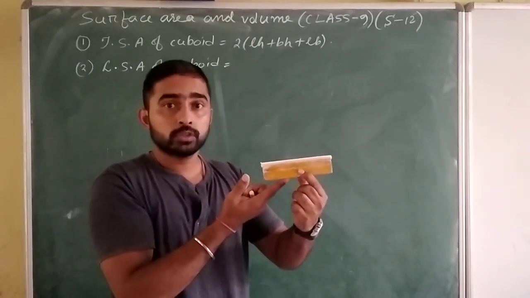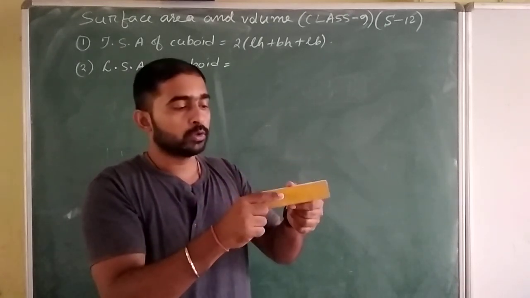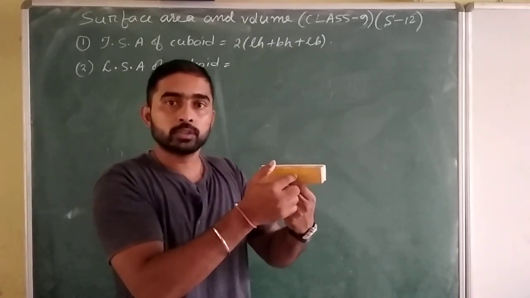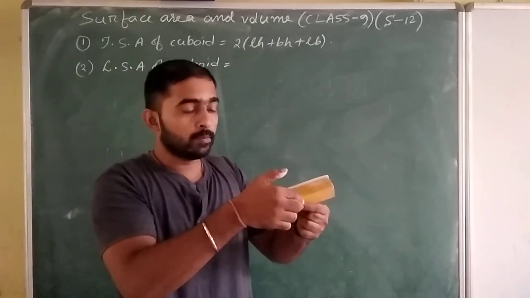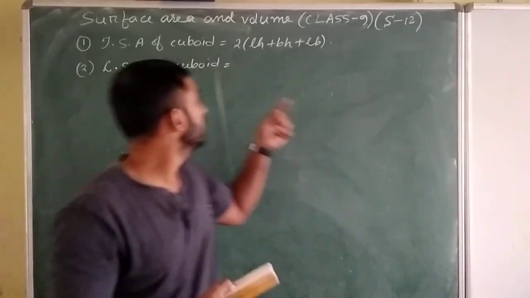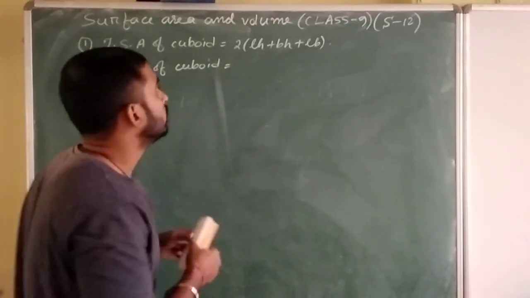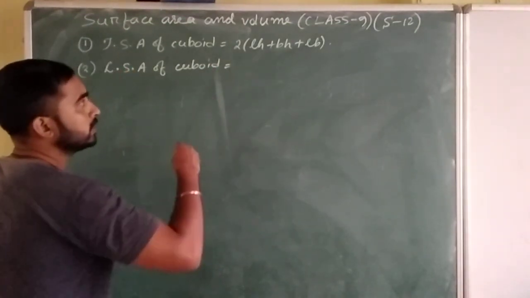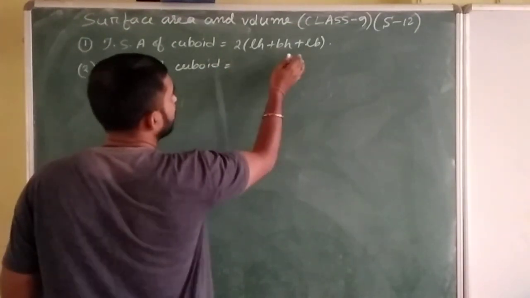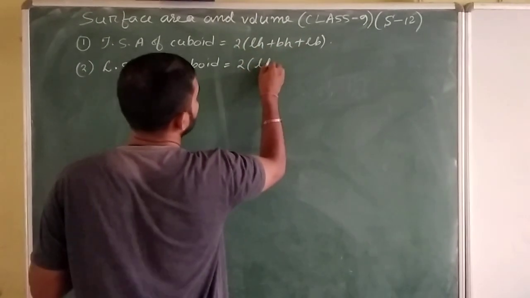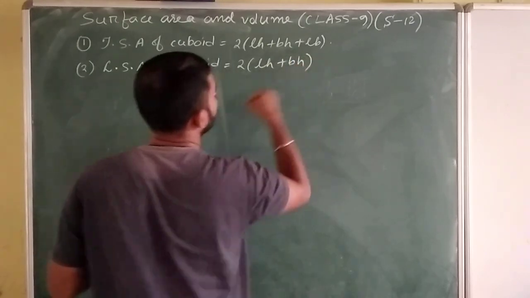Similarly, this portion is also missing. What is the area of this portion? This is L, this is B. That means the area of this portion is also LB. So LB and LB, 2LB, are missing in the lateral surface area of cuboid. That's why, from the total surface area 2 into (LH + BH + LB), twice LB will be missing. So that means 2 into (LH + BH).